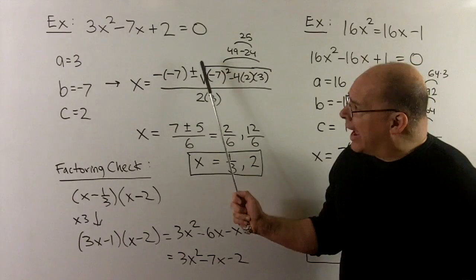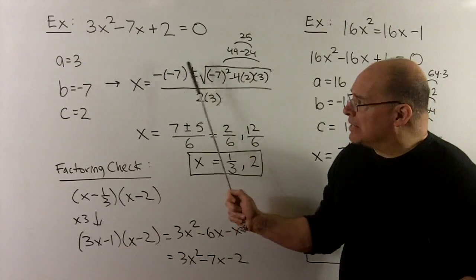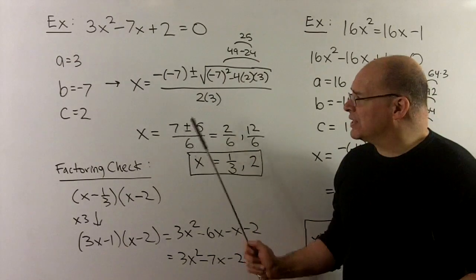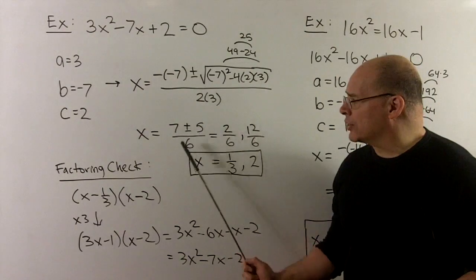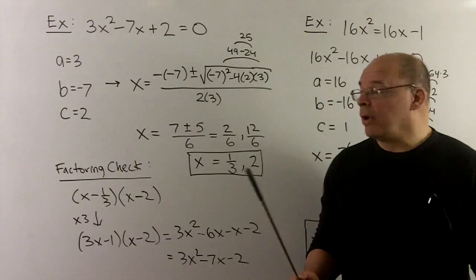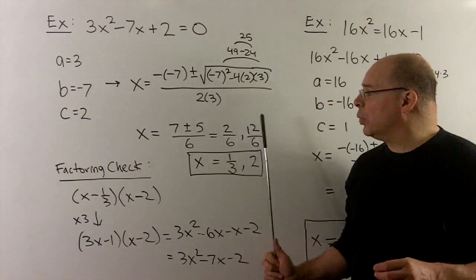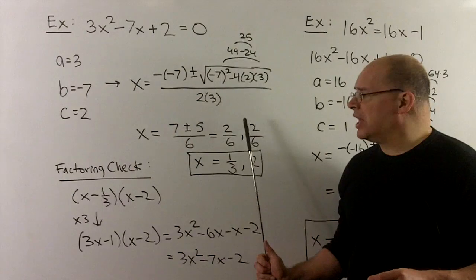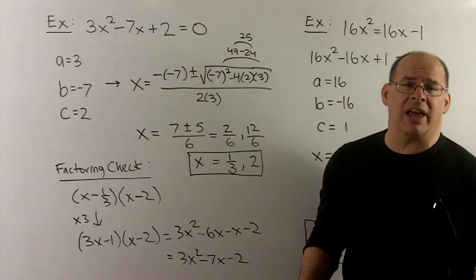So our answer is going to be, okay, note, minus 7 goes to plus 7, so we have 7 plus or minus 5 over 6. We separate the numerator, and we'll get a 2 and a 12. These are both over 6, so they reduce to 1/3 and 2.